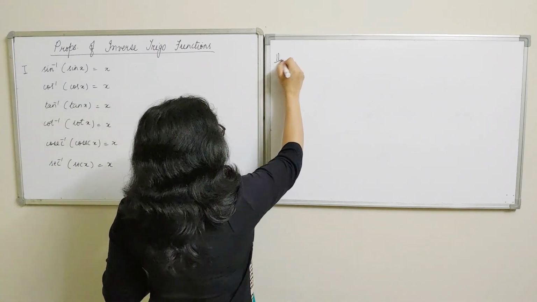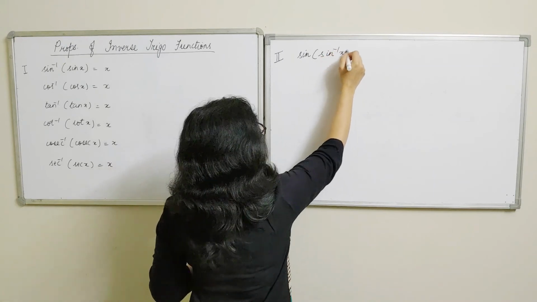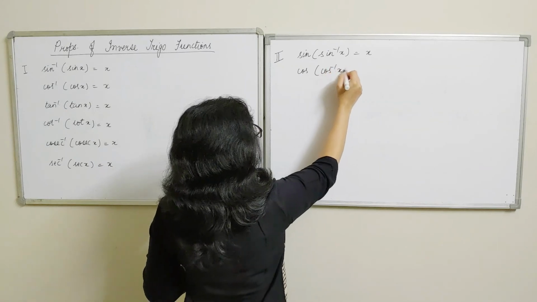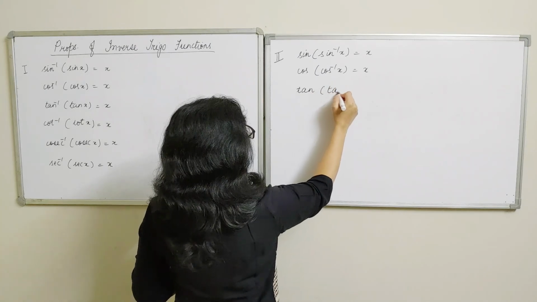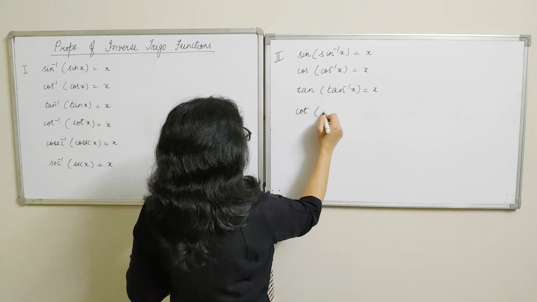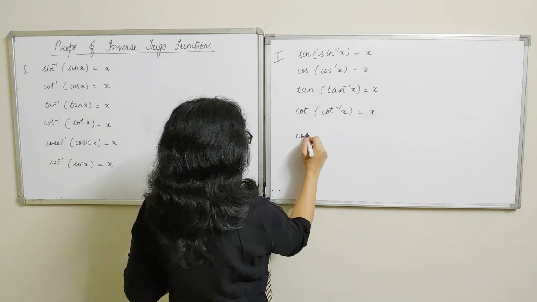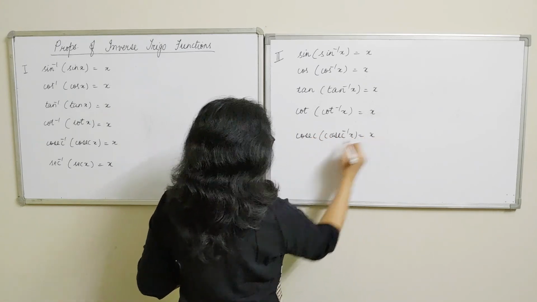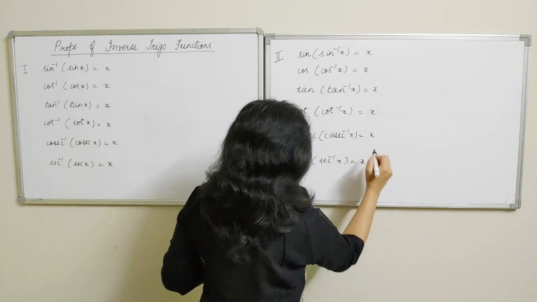The second set of properties is like this: sin inverse x is x, cos inverse x is x, tan inverse x is x, cot inverse x is x, cosec inverse x is x, and sec inverse x is x.